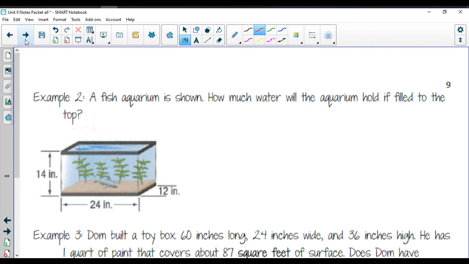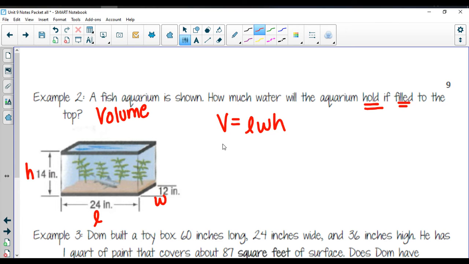Flipping it on over to page number 9, example number 2 says a fish aquarium is shown. How much water will the aquarium hold if it's filled to the top? When we're talking about holding, that's a capacity. We're filling it to the top. Filling tells us that we're going to be finding volume. When I look at my picture, this is my length, this matches my width, and this would be the height of the tank here. Volume formula is length times width times height.